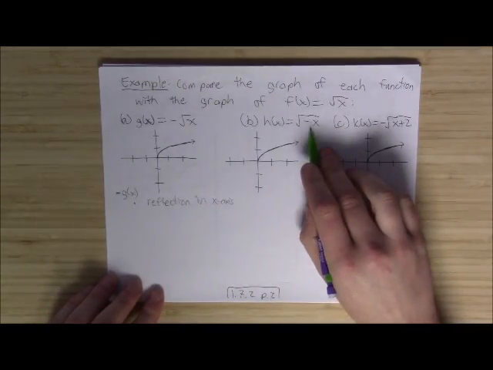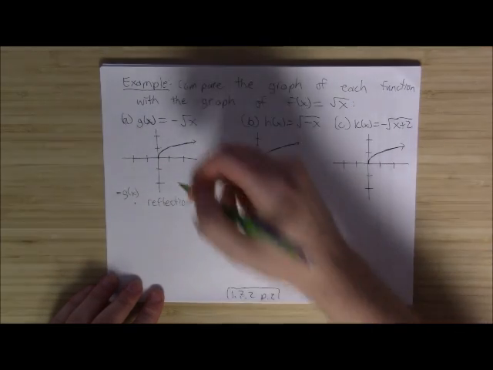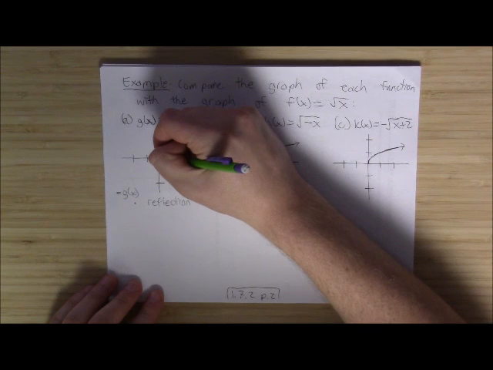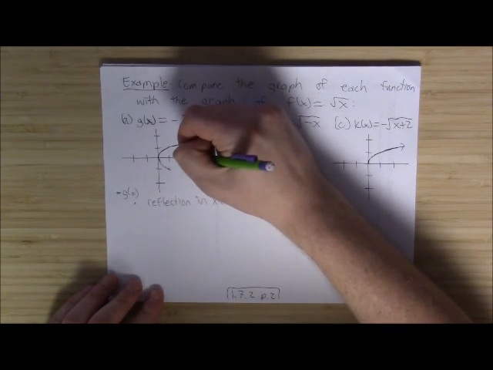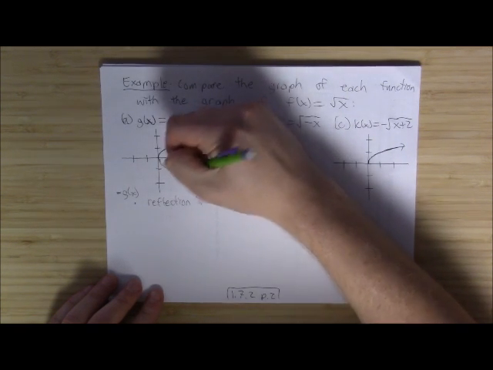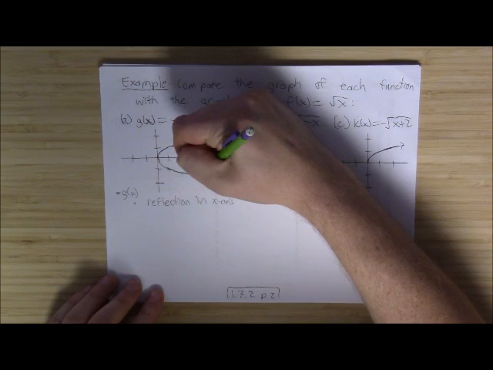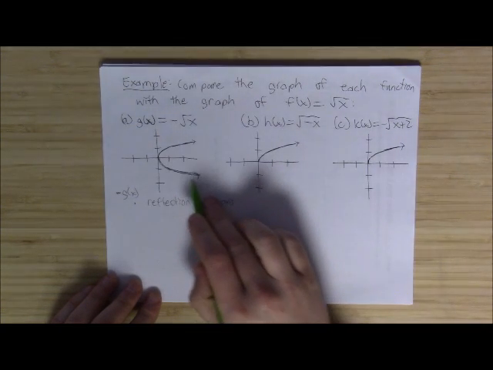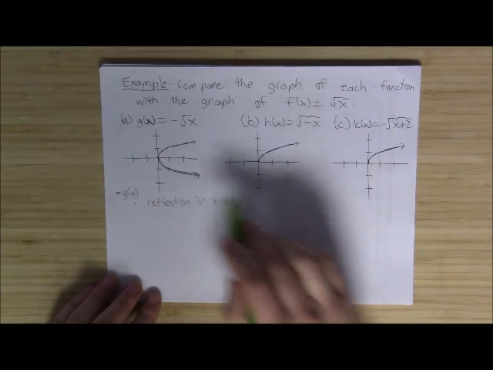Over here, what is this one? So what would that look like? A reflection in the x-axis flips the graph this way. So this would be the new graph. So we just mirror image it. So this graph right here is the new graph.